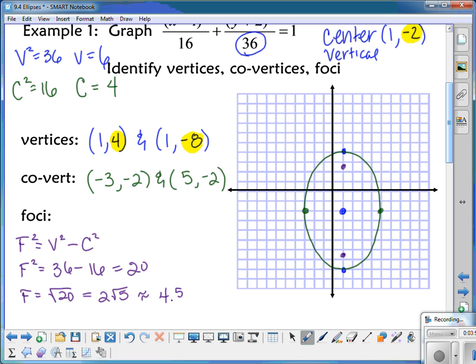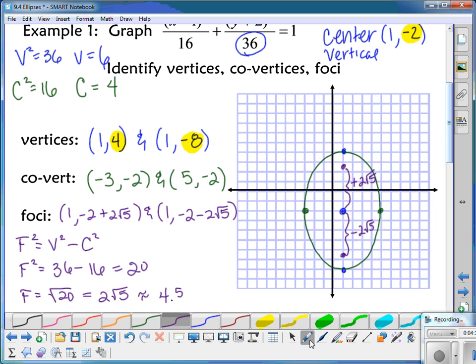And there's the foci. So in terms of what the actual points are, for both of them, my x value is 1, right? Okay, but my y value, I started at negative 2, and here I added that 2 root 5. And for the other one, I started at negative 2, and I subtracted 2 root 5. So I'm going to write that as negative 2 plus 2 root 5, and negative 2 minus 2 root 5. And that way I have the exact location of the focus, not just an approximation with a decimal.